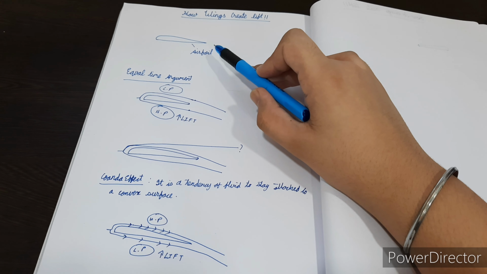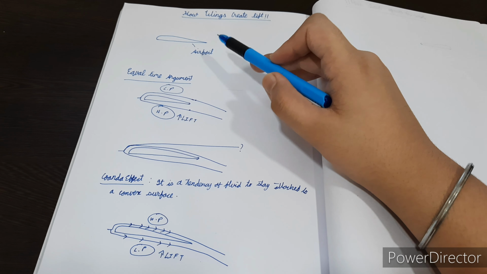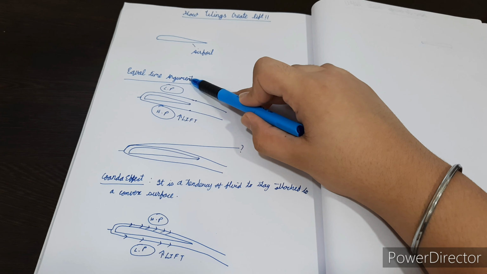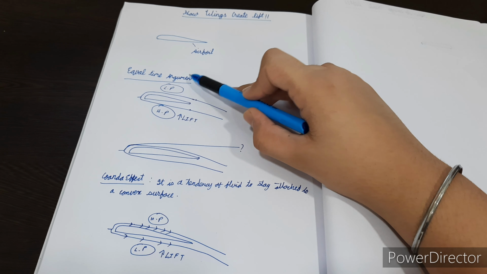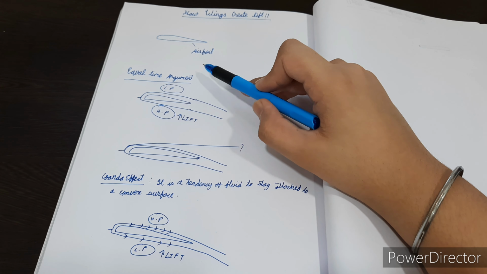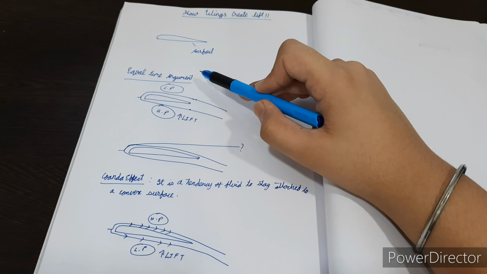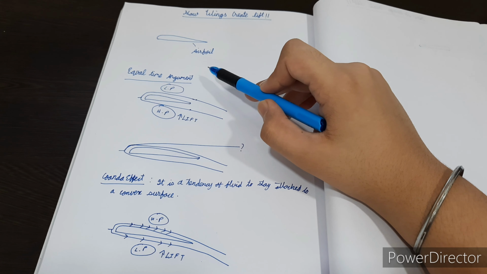There are two theories that explain how wings create lift. The first one is the equal time argument. It is not completely wrong, some of its aspects are correct. Let me explain what equal time argument says.